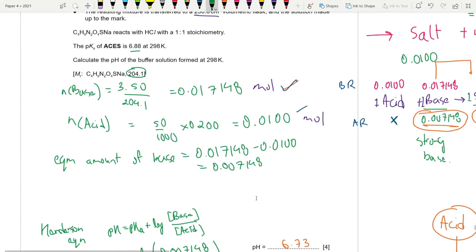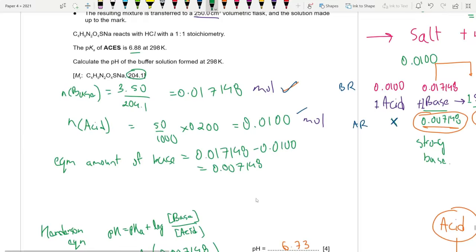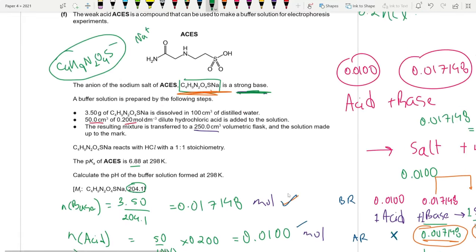This is the equilibrium amount of the base, basically of C4H9N2O4SNa, because that's what we reacted initially, right? 3.5 grams of this, right?